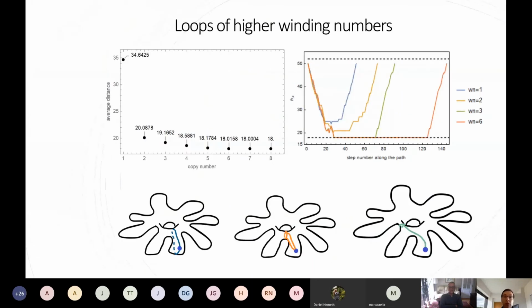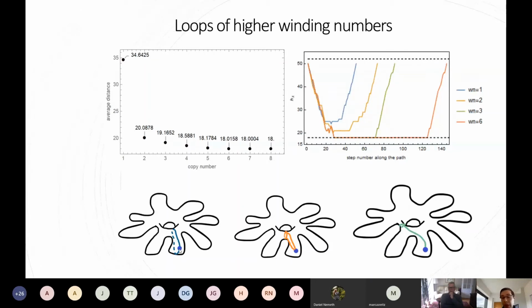We can also look at the loops of high winding numbers, and here the results are pretty easy to understand. If we look for a loop of winding number n,0,0,0, and subtract from its length the length of the loop of winding number n-1,0,0,0, then for n that is large enough, this difference is going to be just the length of the shortest path within the whole configuration, of the shortest loop within the whole configuration.